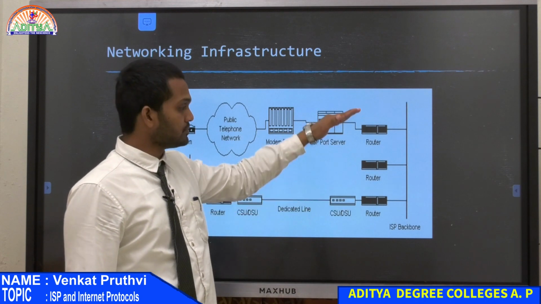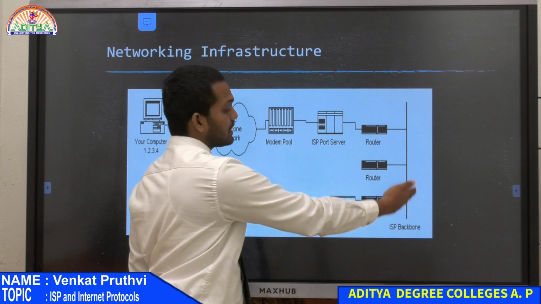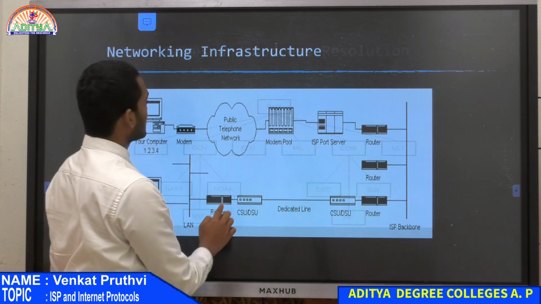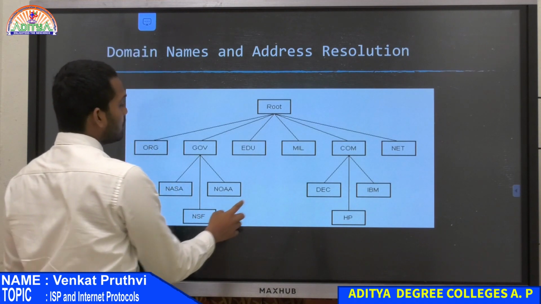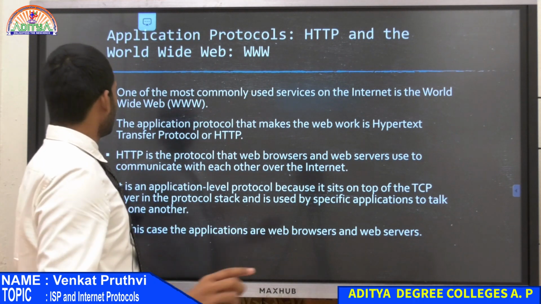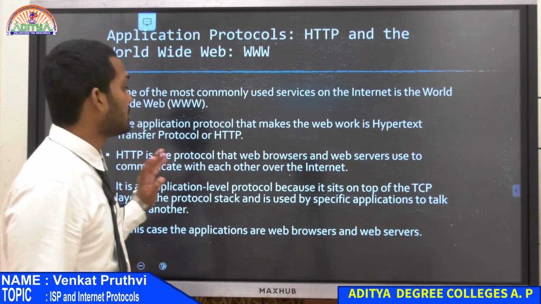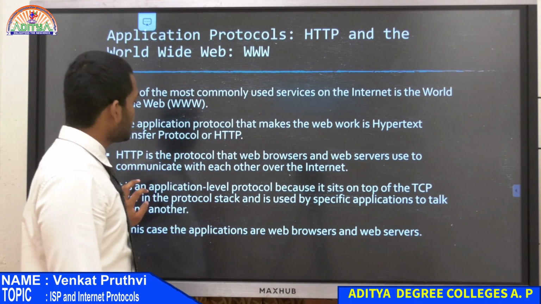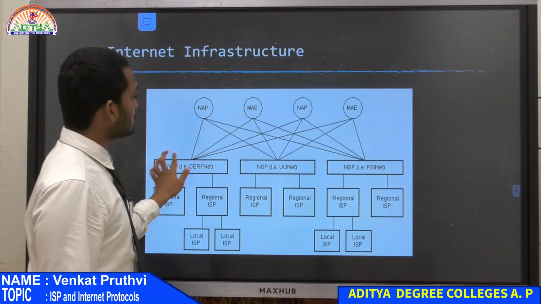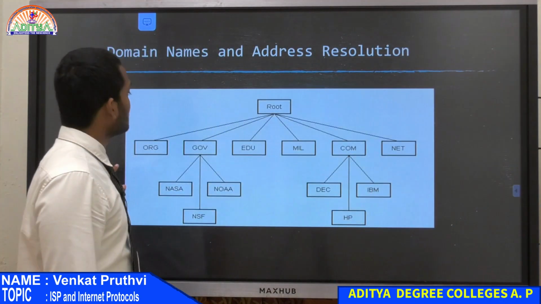All these routers are connected to each other on this ISP backbone, and the data is identified by this router and it starts going to another computer. We will see how it works, but before that you have to understand the application protocols HTTP and the World Wide Web, www. If you understand these concepts, you will have a very clear idea about the ISP and the internet concept.